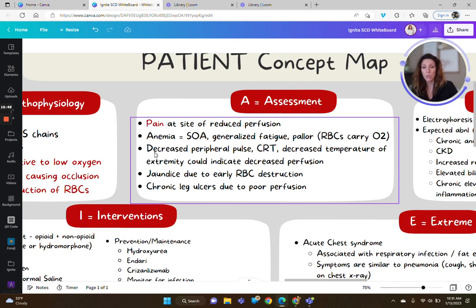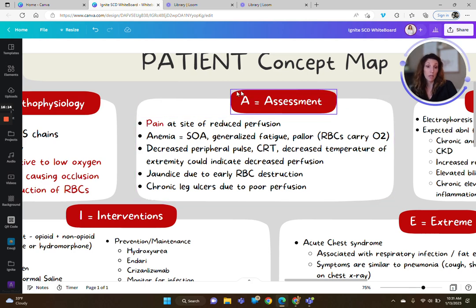In a patient who is having a vaso-occlusive event, especially of a joint, they may have a decreased peripheral pulse, decreased capillary refill time, and decreased temperature of that extremity. Okay, and that's telling us that they are having a decrease in perfusion, which is a big issue. We need to get that addressed. And like I said, these patients may have jaundice because these red blood cells are being destroyed early, and this releases bilirubin and causes our patients to become jaundiced.